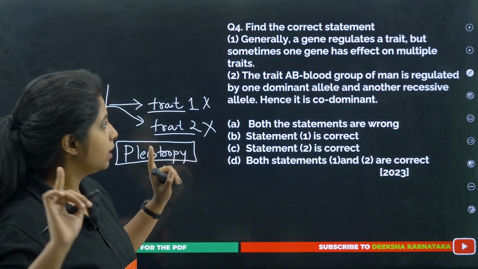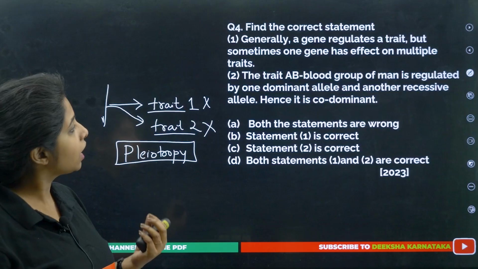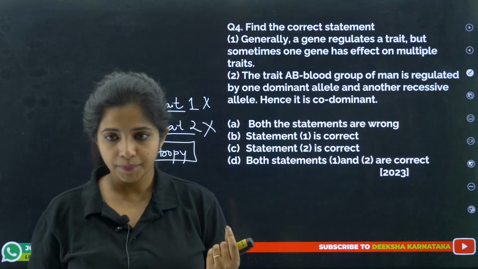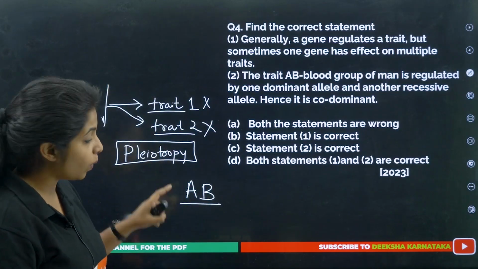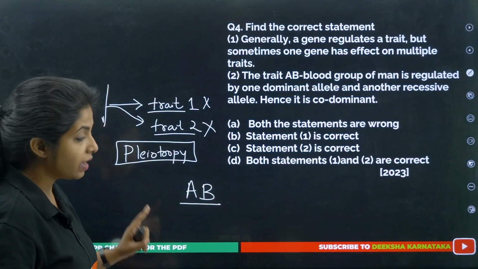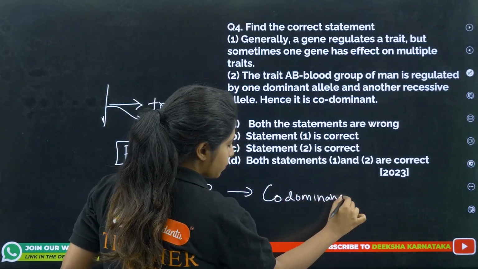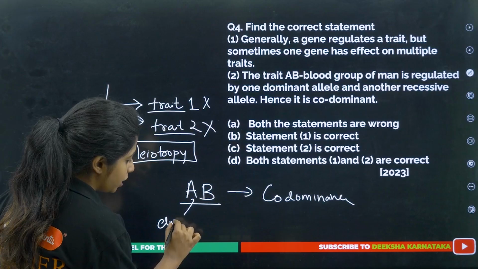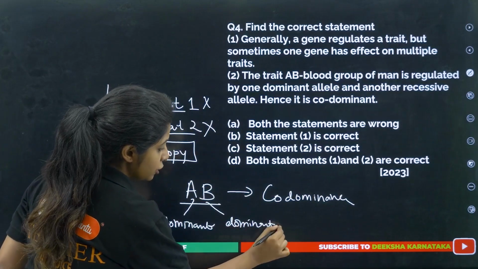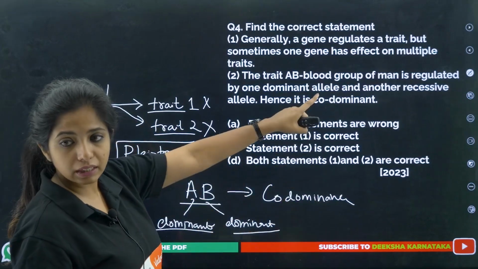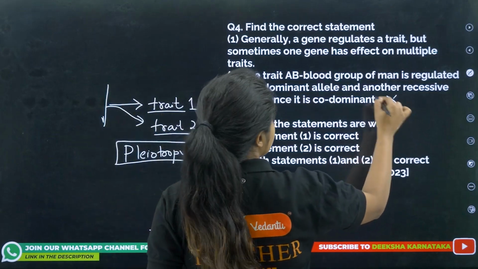This is correct. Now, the trait AB blood group of a man is regulated by one dominant allele and another recessive allele, hence it is codominant. In AB blood group, I cannot say that one is dominant and the other one is recessive. No. I call that codominance because both of them are equally dominant, my dear children. This is also a dominant gene, this is also a dominant one, which is why I say it is codominant. Over here it is written that one is dominant and the other is recessive. This is wrong, but the first is correct.